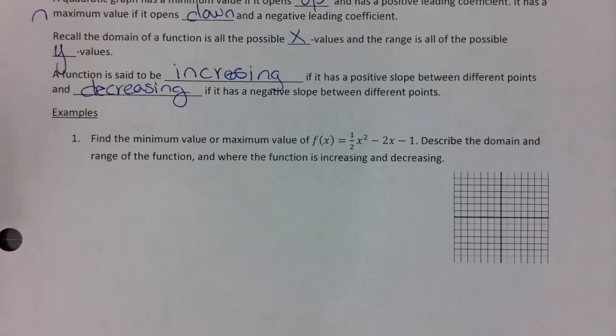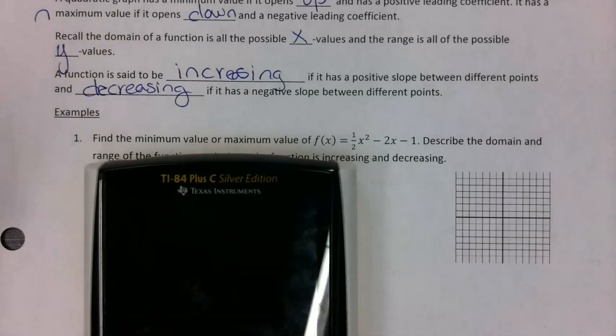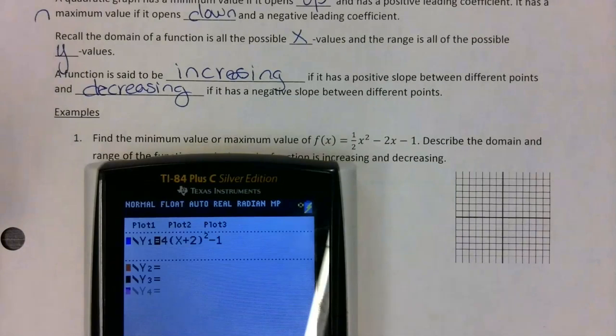So this one wants me to find the maximum or minimum value of this graph and then describe the domain and range and where the function is increasing and decreasing. So first thing I'm going to do is graph this on my calculator that I remembered to pick up when I said grab a calculator for today. If you didn't grab one, now's the time to grab one.